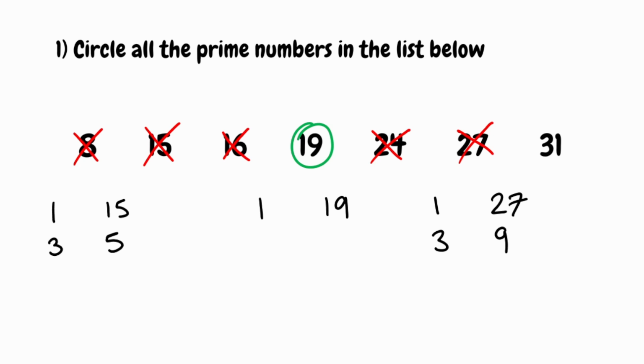And then finally, we've got 31. The only factors of 31 are 1 and 31 itself. It doesn't appear in any other times table until we get to 31. Because it only has 2 factors, it is therefore a prime number. So the only prime numbers in this list would be 19 and 31.